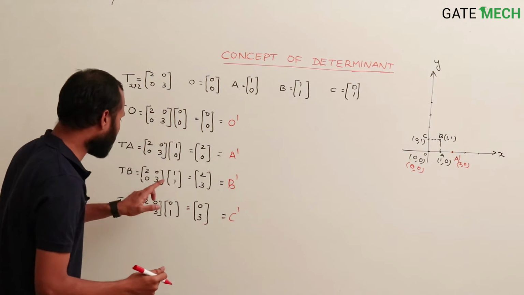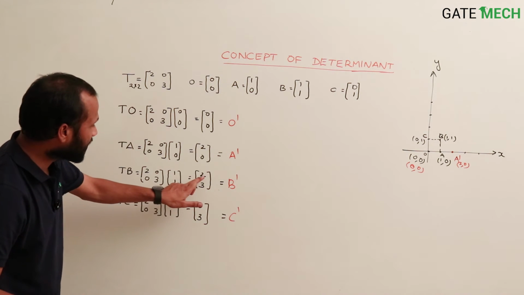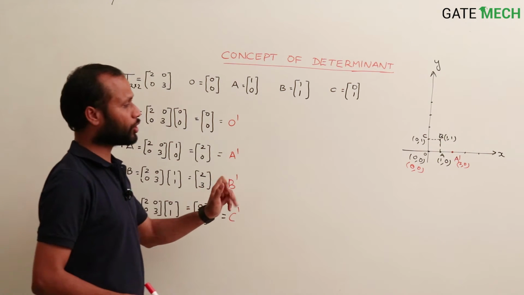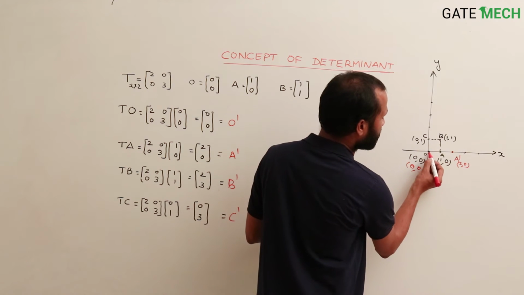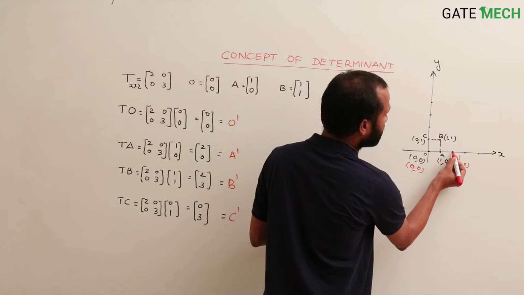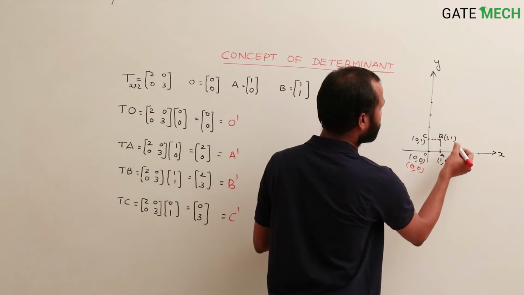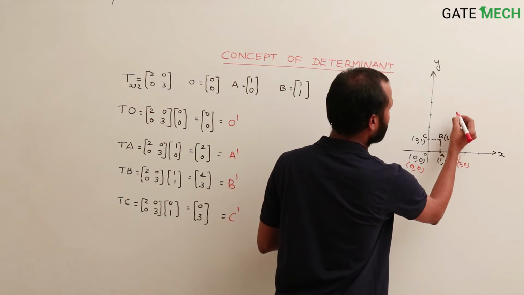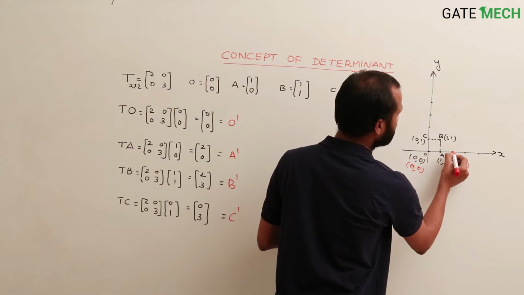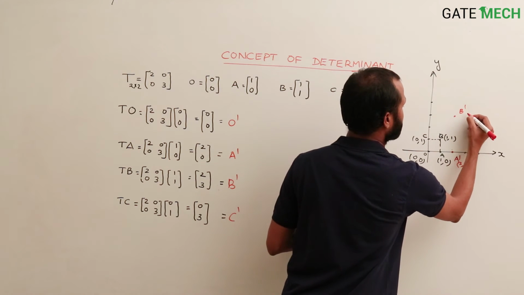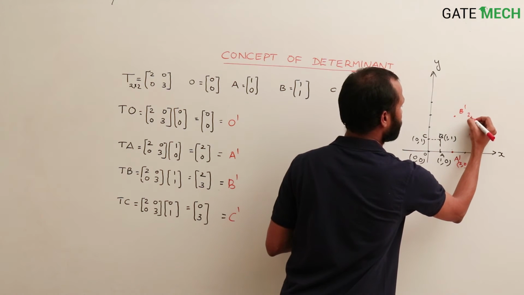Okay, now B earlier was 1 1, it became 2 3. B became B dash, it is 2 3. If you see 2 units in x direction, 3 units in y direction, 1 2 3, 2 units in x direction, 3 units in y direction. Okay, this became the new B dash, the coordinates are 2 3.